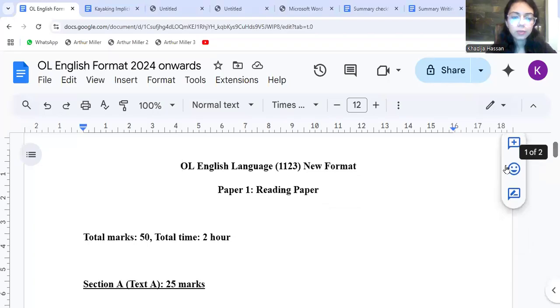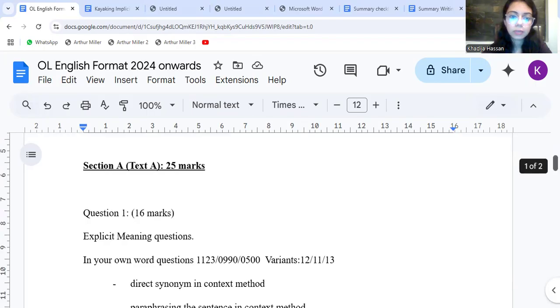All right, guys. So now we will be moving on towards the summary, right? I'm just quickly going to go over the format again. So we're doing the O Level English Language 1123 paper, paper one, the reading paper. Total marks for this paper are 50. Total time for this paper is 2 hours.